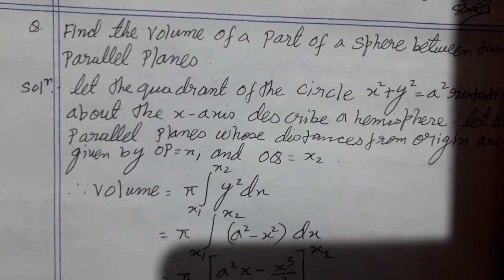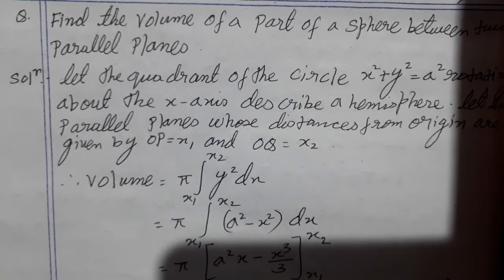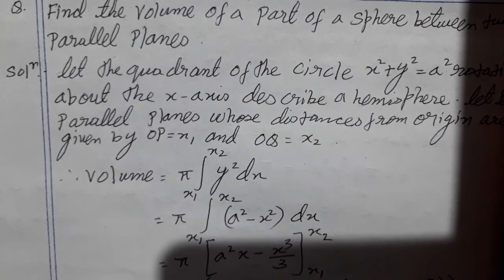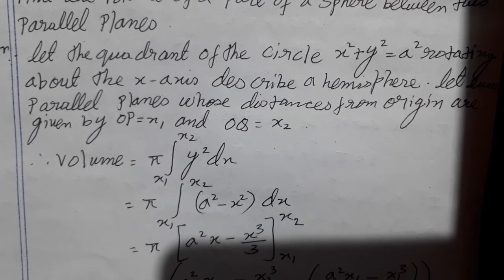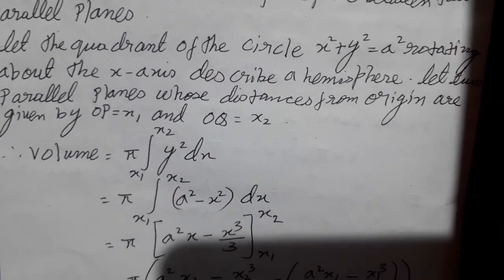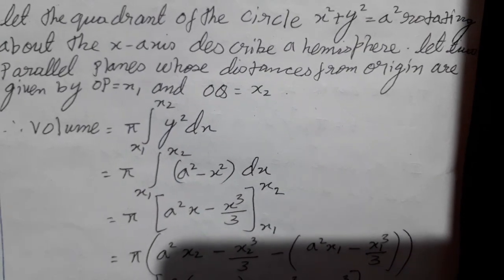In this question, I'm going to find the volume of a sphere between two parallel planes. I'll take the quadrant of the circle x squared plus y squared equals a squared, rotating about the x-axis.